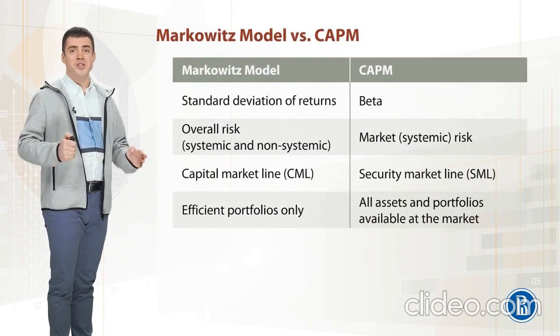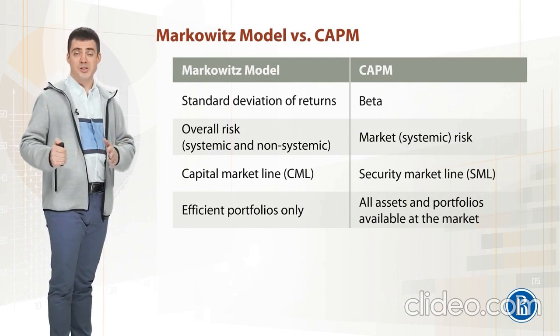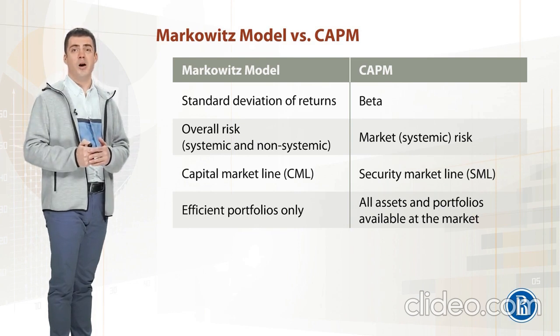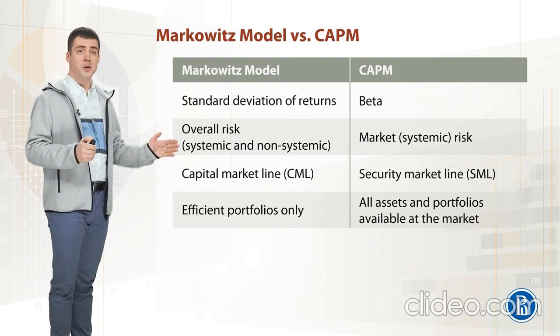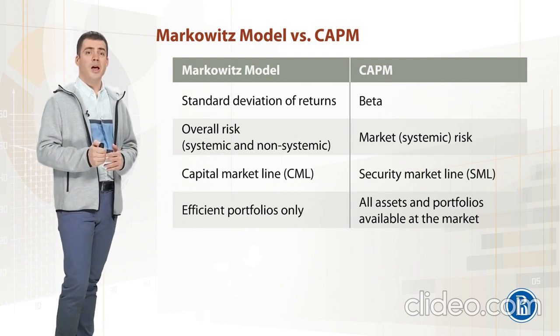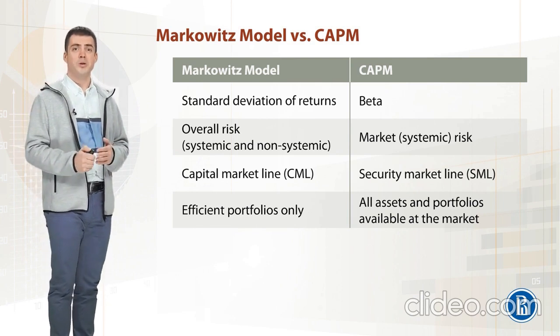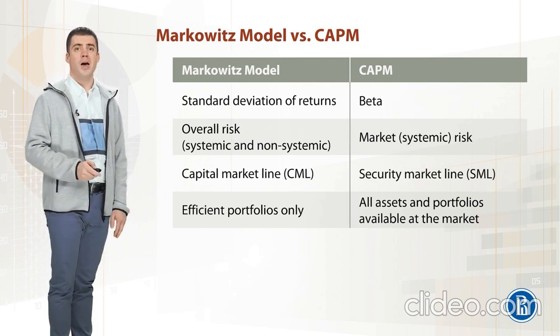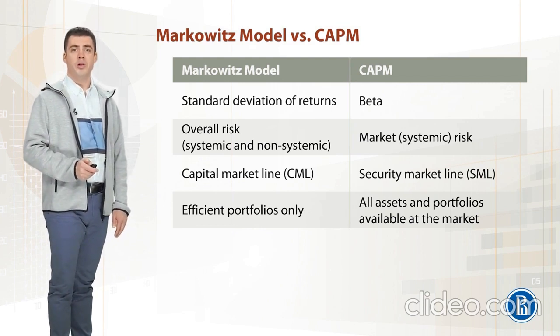So now let's summarize the key findings of the Markowitz model in contrast with the key outcomes of the CAPM in order to see in which respect these models are different and in which respect they are common. As we can see, the main indicator of risk in the Harry Markowitz model is the standard deviation of security returns. This is the measure of the overall risk, which contains both the systemic and non-systemic risk.